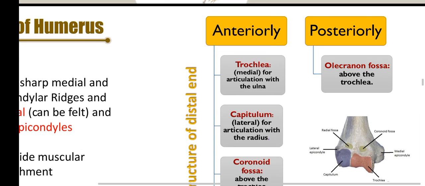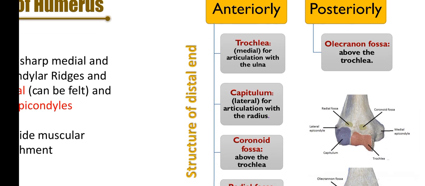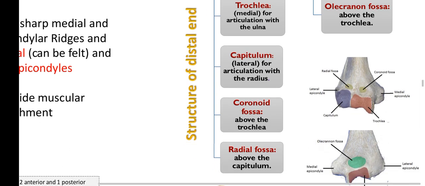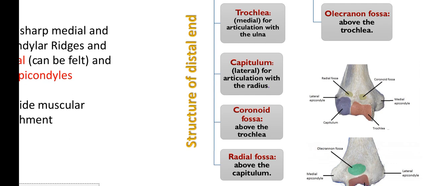Just a quick tip here. Anteriorly, the trochlea. Anything I'm talking about, always try to pause the video and visualize it in the picture. As anatomy students, that's why your atlas is useful, because when you are reading something and visualizing it instantly, it sticks more. Talking about the trochlea, the trochlea is medial for the articulation of the ulna. If the ulna is a medial bone, the radius is a lateral bone. So if the trochlea is medial and it articulates with the ulna, the capitulum will be lateral and it will articulate with the radius.